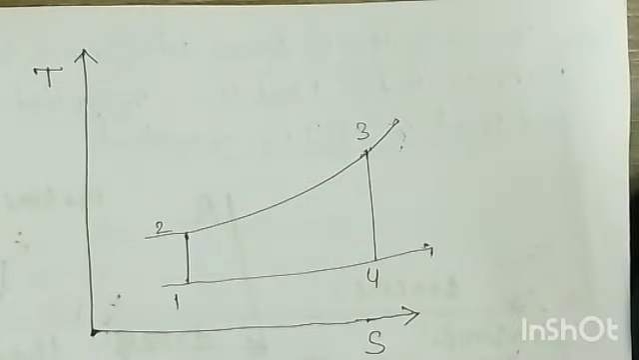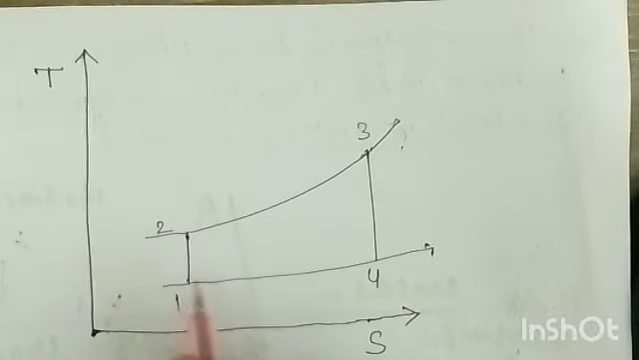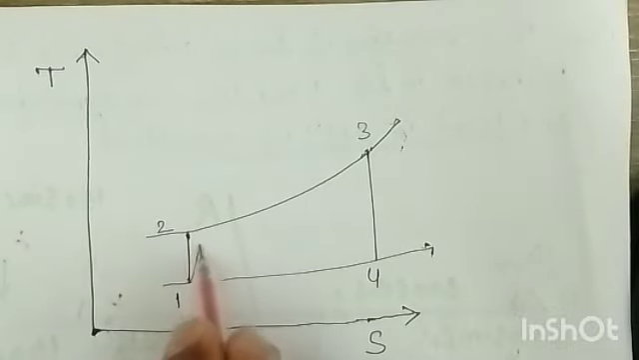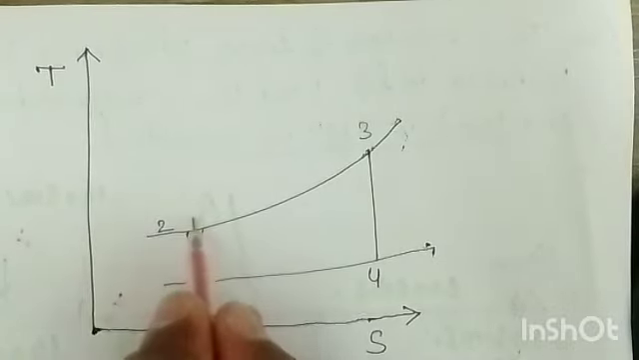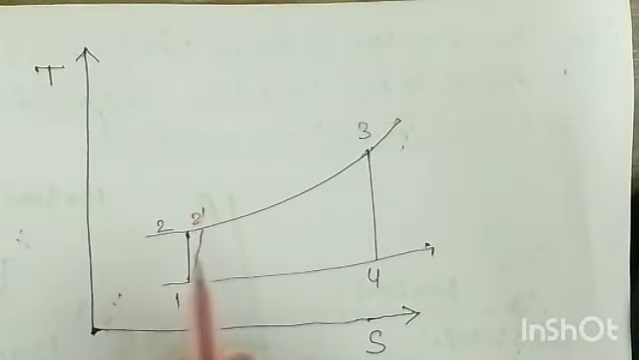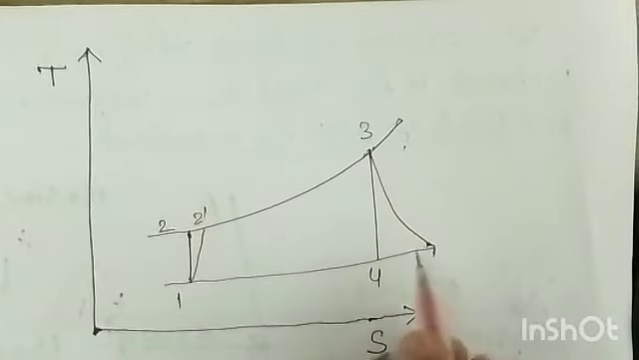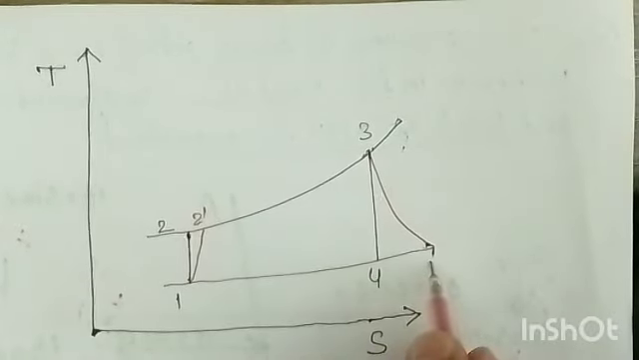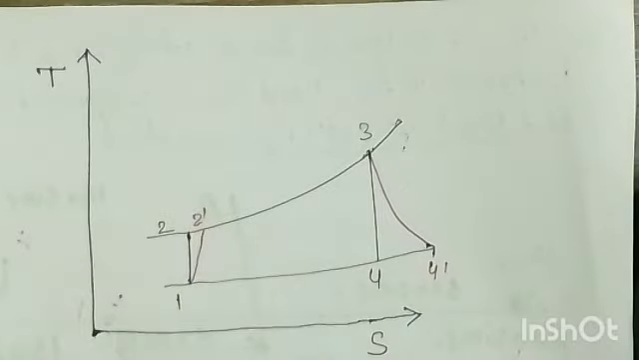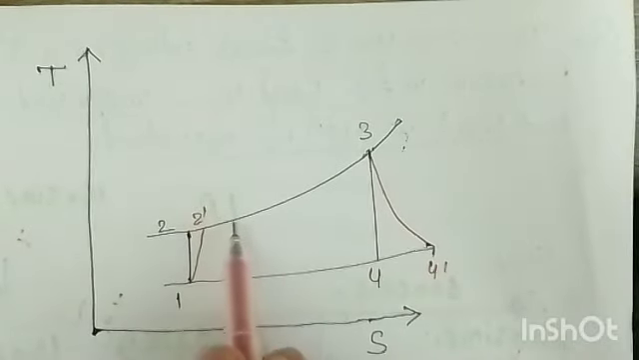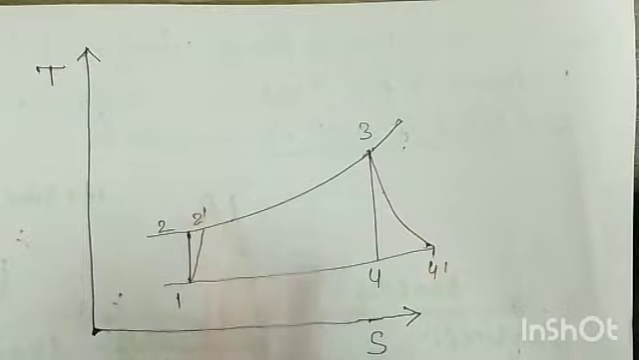But the actual expansion and compression is what? That is reversible adiabatic compression. So let's say this is 1 to 2 dash. This is your actual compression in a compressor, and this is your actual expansion, 3 to 4 dash. Now let's imagine here you have a heat exchanger.